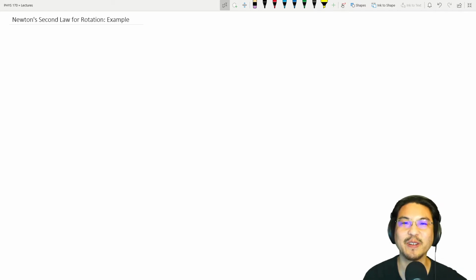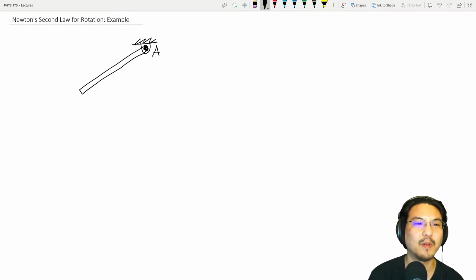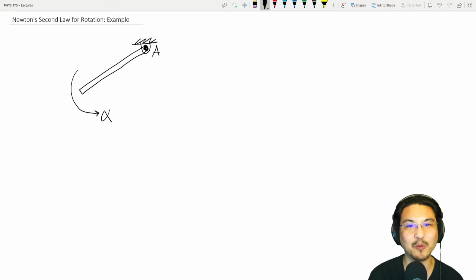Hey everybody, let's try another example using Newton's second law for rotation. This time, let's say we have a pendulum, a slender bar like this, and it's rotating about a hinge at point A. You let it go from rest, it's going to have some kind of angular acceleration as it swings. What is this angular acceleration?